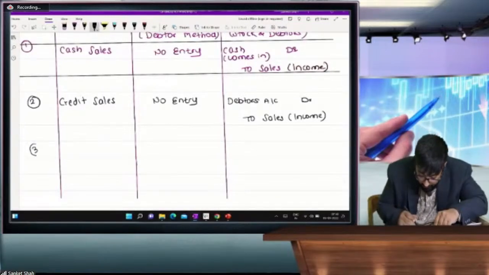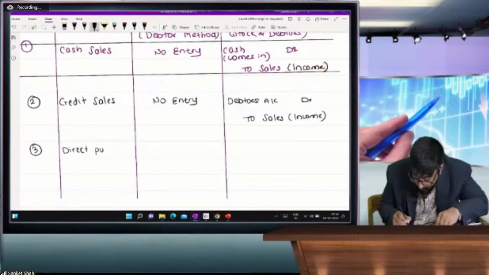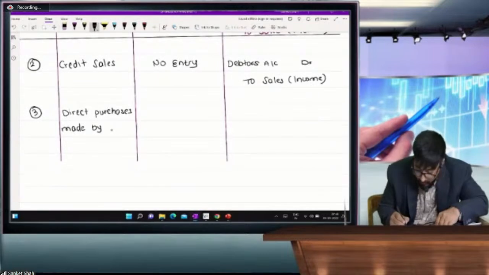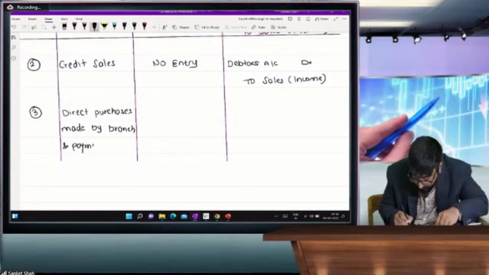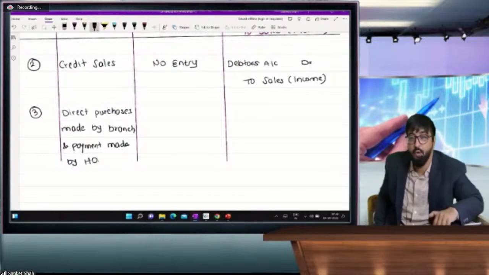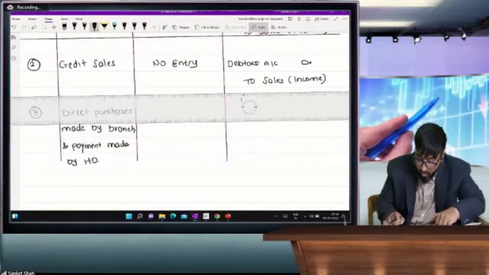Now, third entry. Third entry, write down. Direct purchases made by branch and, yes, I just want to see how many of you can answer it. And if you are getting wrong answer, then mark it as IMP. If you can't apply basic rules of accounts, then mark it as IMP. Okay. Chalo. So tell me this entry now.